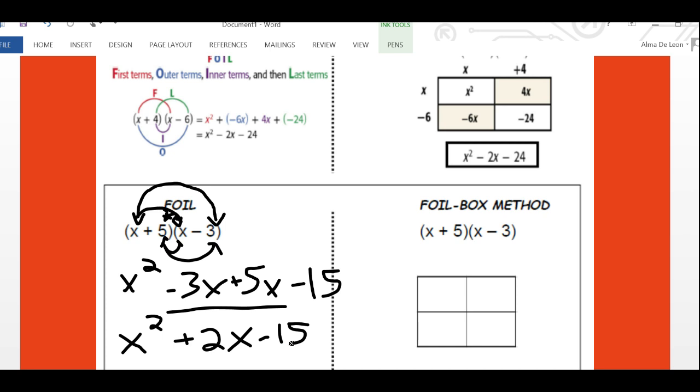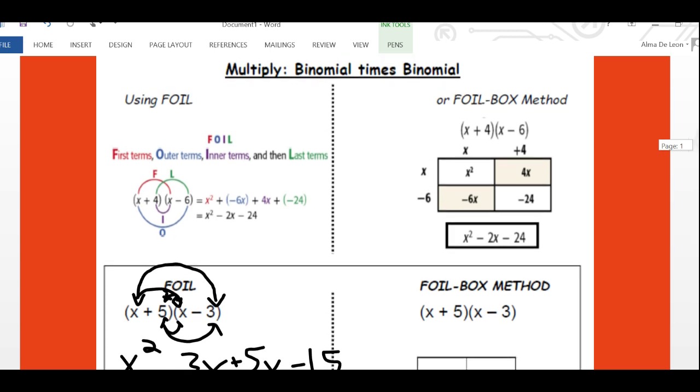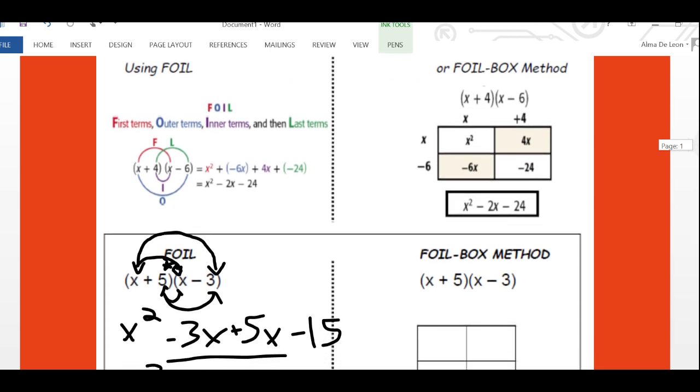This is one way of multiplying binomials, but another way of multiplying is called the FOIL box method, which is essentially the same thing. It's just that it is a better way of organizing your work. Basically, it's very similar to the box that we used in the previous example.